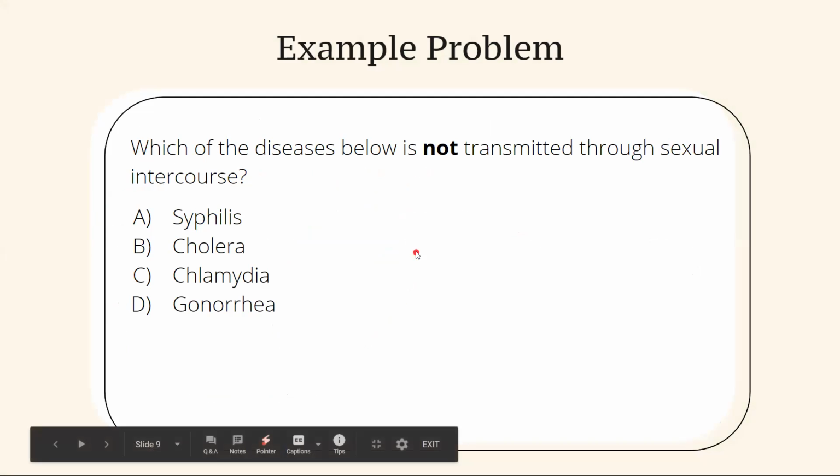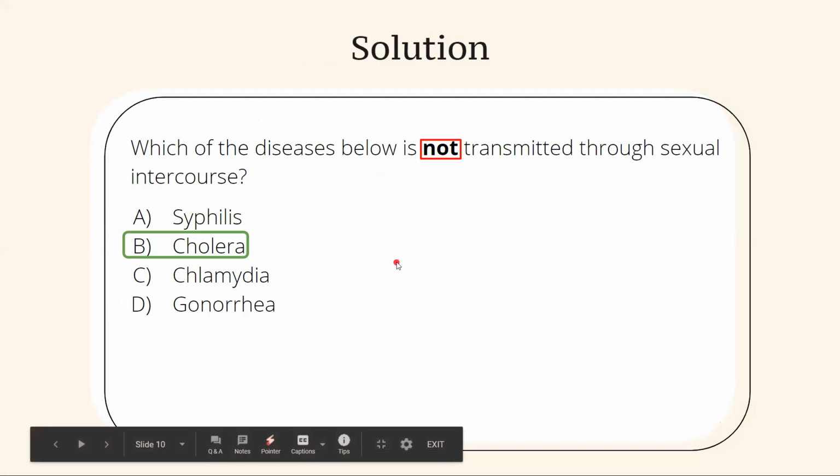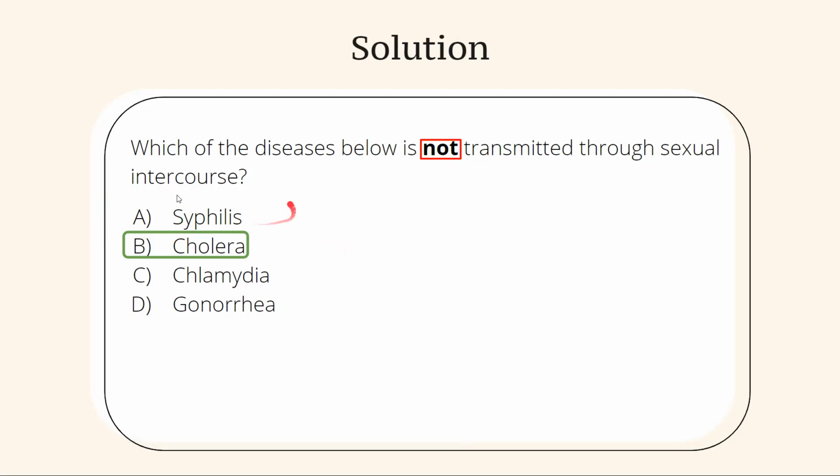All right, well, if you answered B, you were correct. So as we talked about in this video, syphilis is an STD. So it is not going to be the answer because the question is asking for which of the diseases below is not transmitted through sexual intercourse, which means we're looking for something that's not an STD. So you can cross out A, it's not syphilis. It's either B, C, or D.